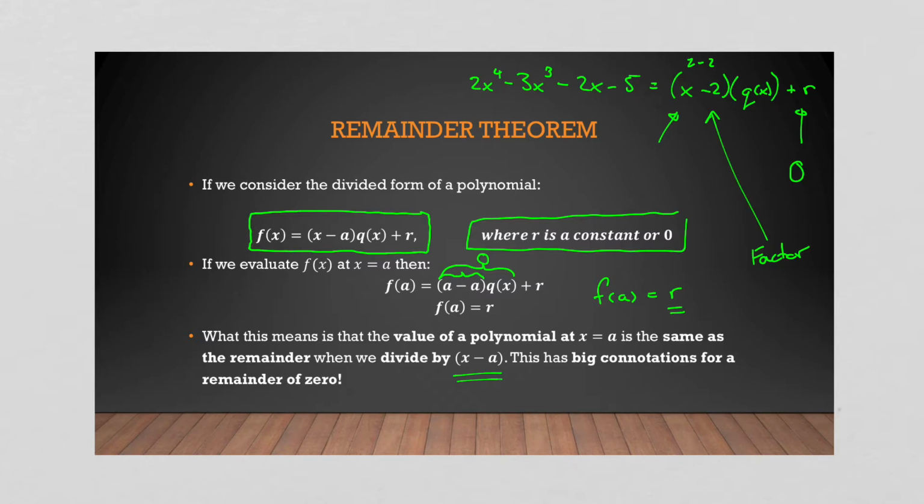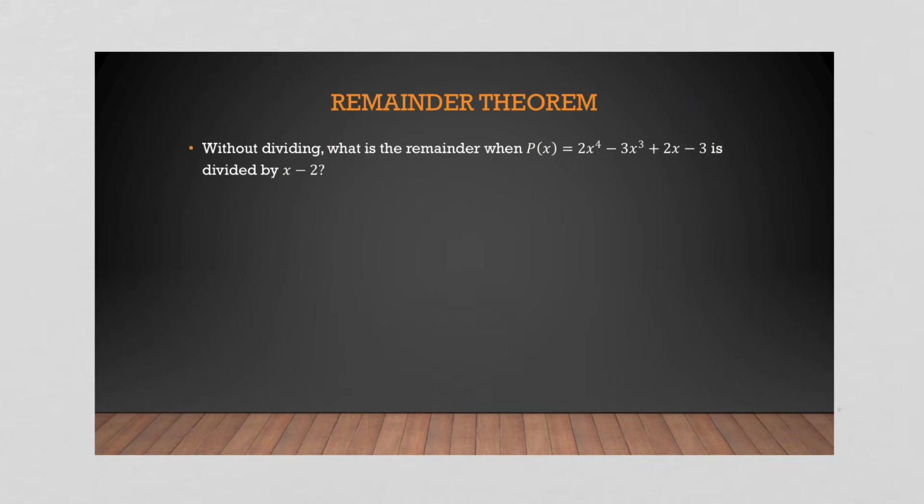So you can determine whether or not a number is a factor just by plugging it into your function or your polynomial. So here's an example, right? Without dividing, what is the remainder when our p of x is divided by x minus 2? Remember that p of x is equal to x minus a times our quotient q of x plus r. So when it's divided by x minus 2, we have 2 minus 2, which means if we plug 2 in for x, we're just going to get our remainder. That's all we have to do.